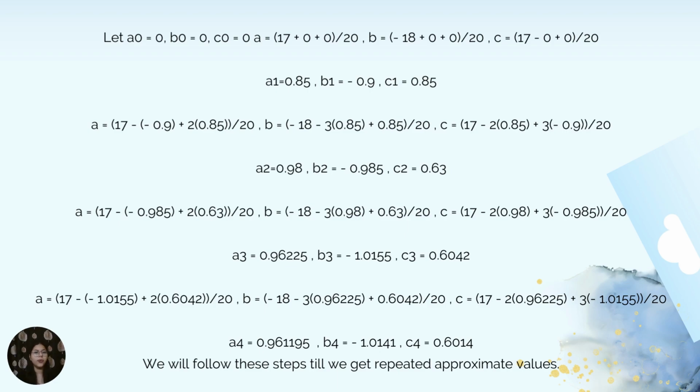Let a0, b0 and c0 be equal to 0. Then the value of a1 is equal to 0.85, b1 is equal to 0.9 and c1 will be 0.85. We'll put these values in the equations and we'll get the values of a2, b2, c2 and a3, b3, c3, a4, b4, c4. We'll follow these steps till we get repeated approximate values.